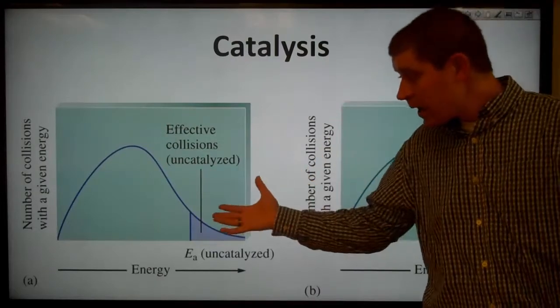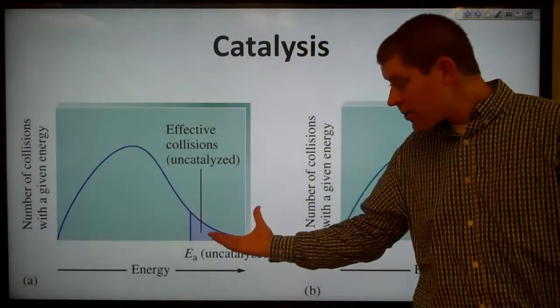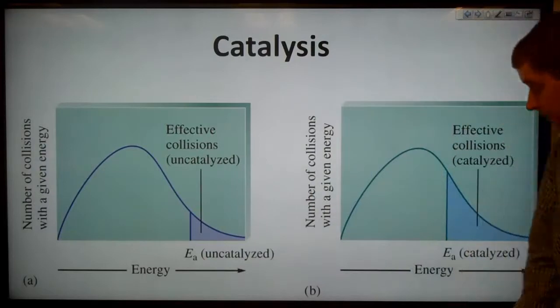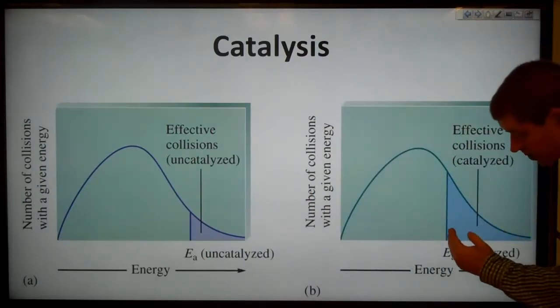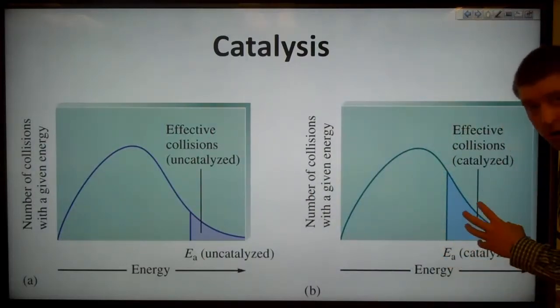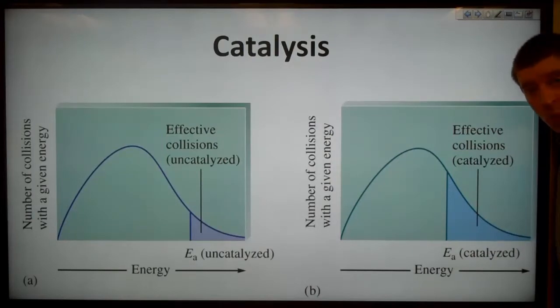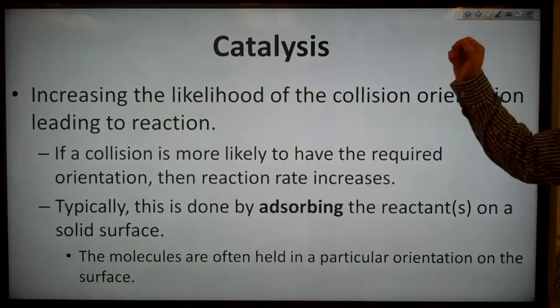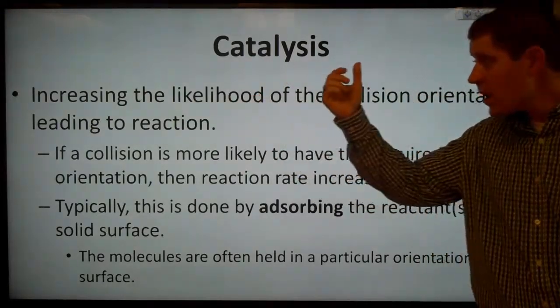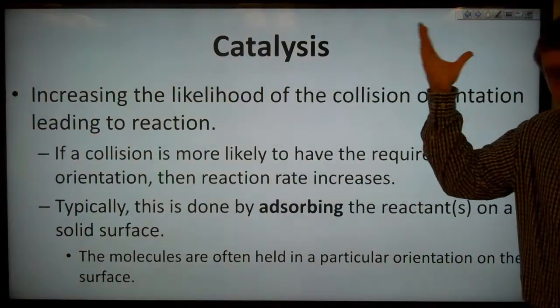So, again, if we have our uncatalyzed reaction, we have some activation energy. If we move that energy farther to the left, we have a larger fraction of our molecules that, when they collide, can go ahead and react. So that was the first way, lowering the activation energy.